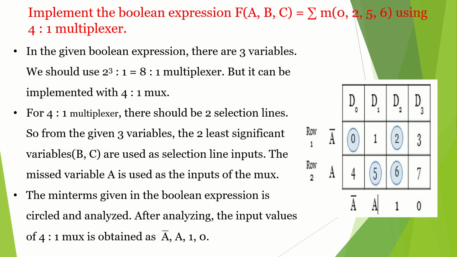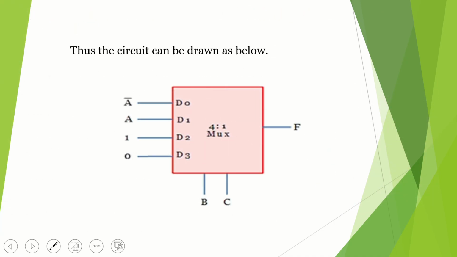So from the previous table we have derived the inputs for D0, D1, D2, D3. So we are implementing 8 inputs with 4 inputs. Even though we have 8 inputs, the 8 is to 1 mux is derived with a 4 is to 1 mux. Okay, so this is the logic diagram.